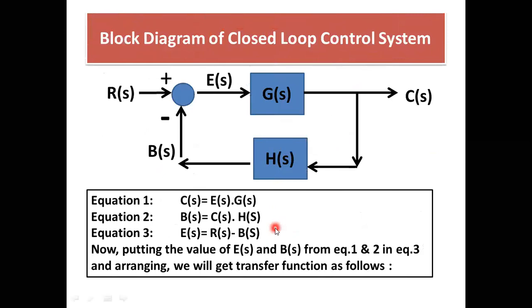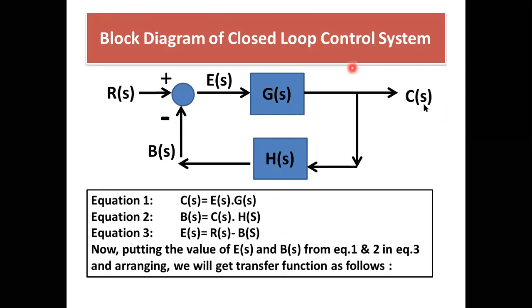Now, let us consider a block diagram of a closed loop control system. When we talk about the block diagram of a closed loop control system, we have to find the transfer function. The transfer function is the ratio of C(s) by R(s). How can we obtain this C(s) by R(s)? We will consider some equations, and those equations are rearranged, and we can easily obtain the transfer function.